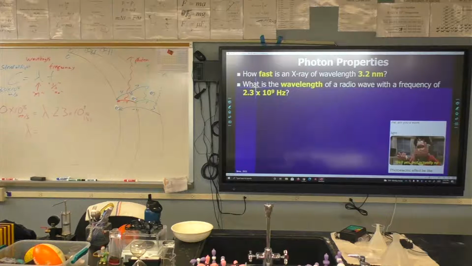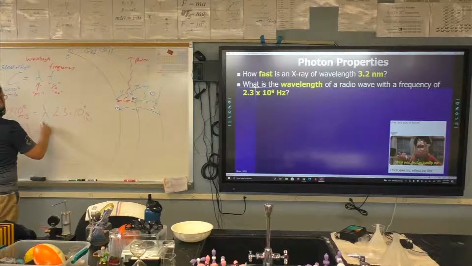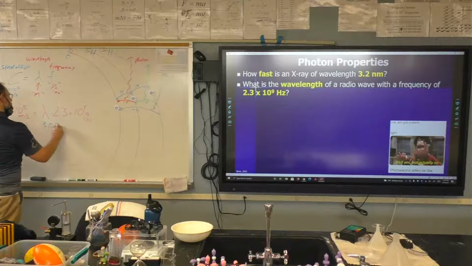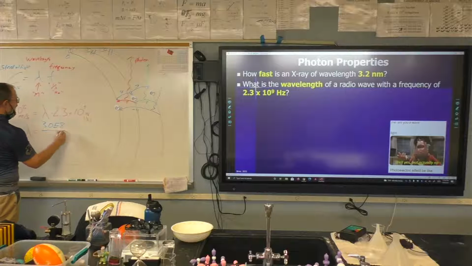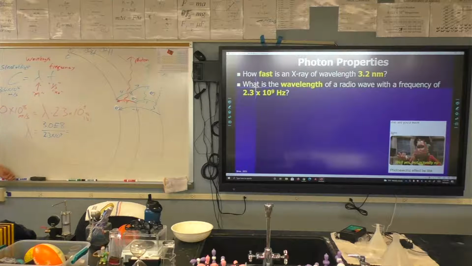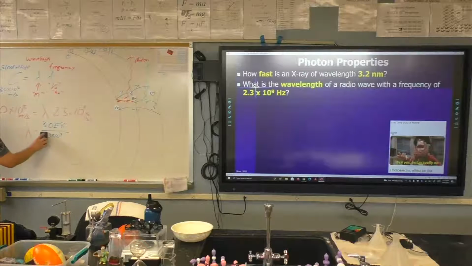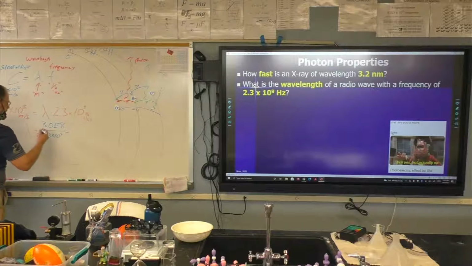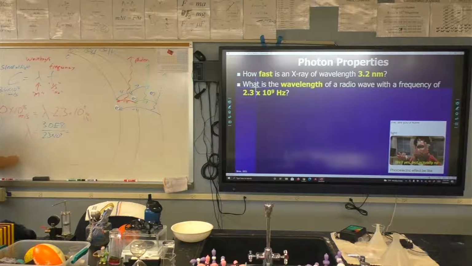So for those who are having trouble getting revved up, you're looking for lambda here. So you're going to put in your calculator 3.0 times 10 to the 8th divided by 2.3 times 10 to the 9th. And it's going to give you a number about the size of your cell phone. That's not a coincidence. That's a 2, by the way. 3.0. 2.3.